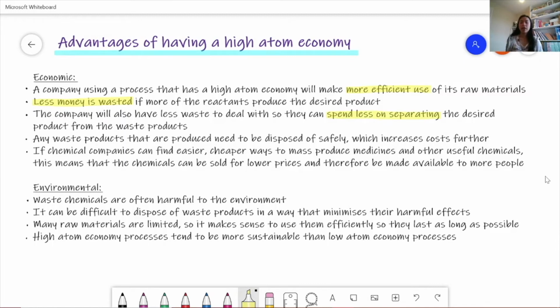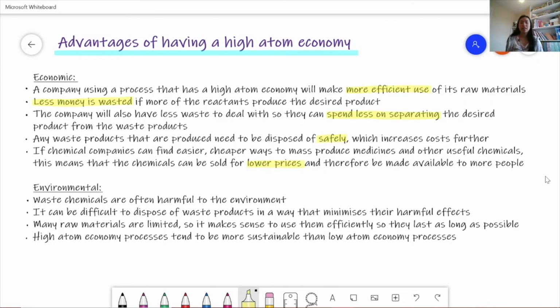And another thing to note is that any waste products that are produced need to be disposed of safely, and this can also increase costs further. And if chemical companies can find easier and cheaper ways to mass produce medicines and other useful chemicals, then this means that the chemicals can be sold for lower prices and therefore made more available to a lot more people.